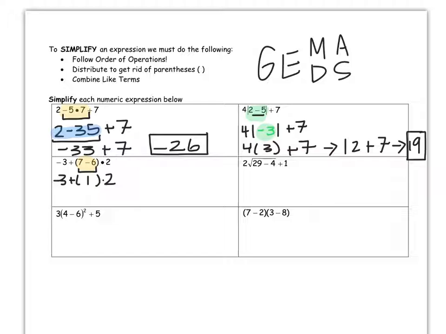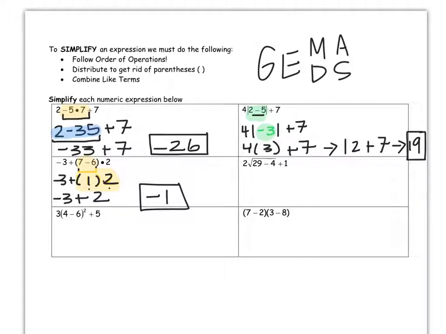Alright, so now I'm going to go through GEMDAS again. E is next for exponents. There are no exponents. Then I do M or D for multiplication or division, and I have multiplication right there. So now I'm going to do negative 3 plus whatever 1 times 2 is. It's 1 times 2. And 1 times 2 is just 2. So now I have negative 3 plus 2. And negative 3 plus 2 is negative 1. So that's my answer. Alright, let's go to the next one.